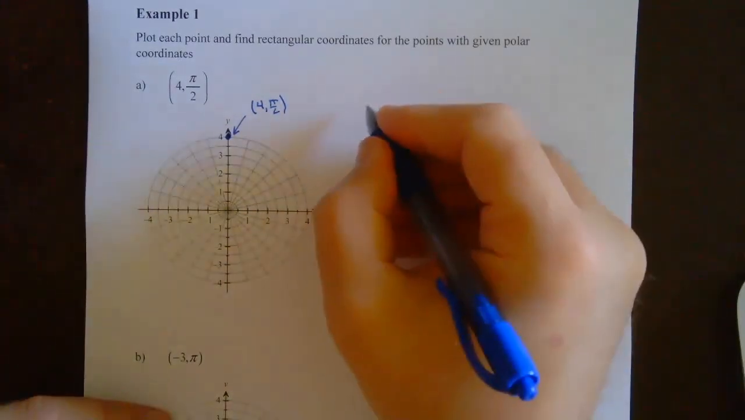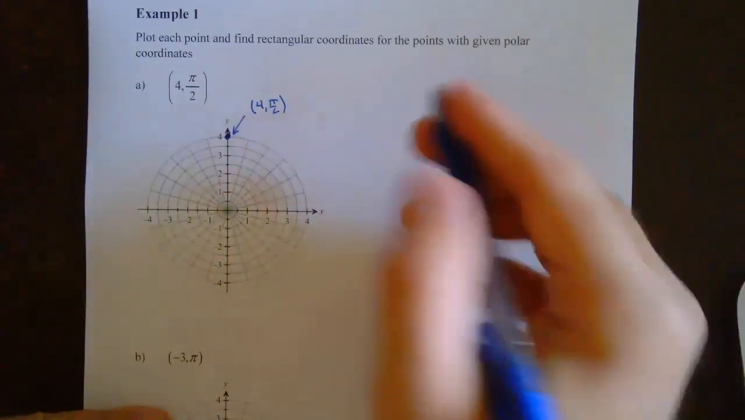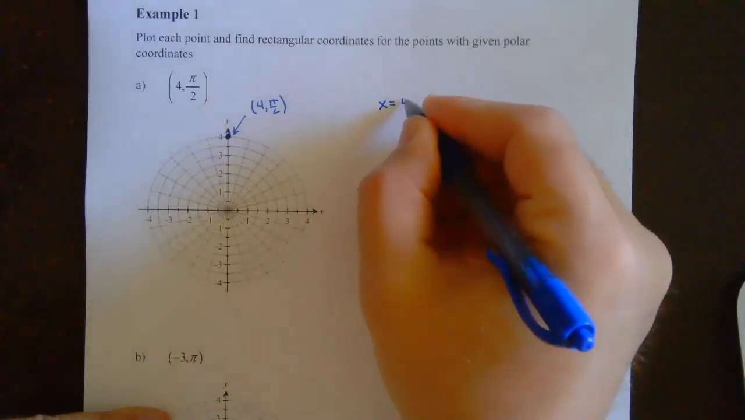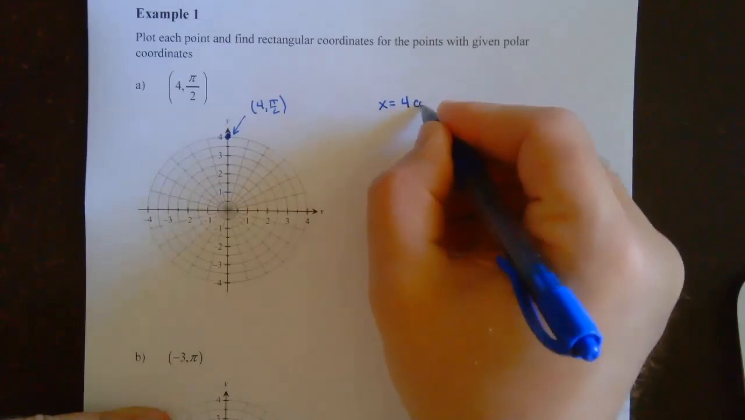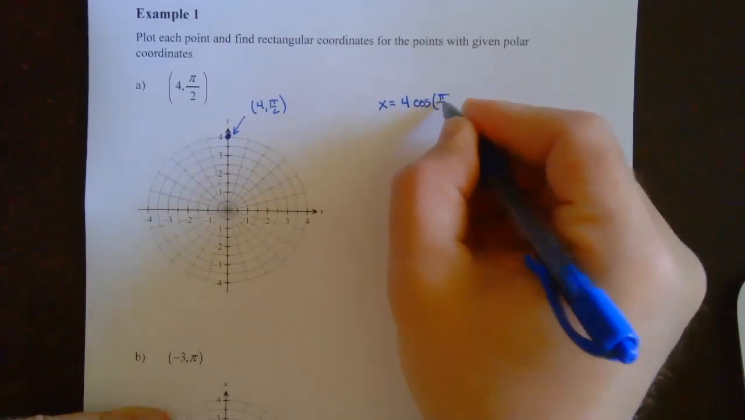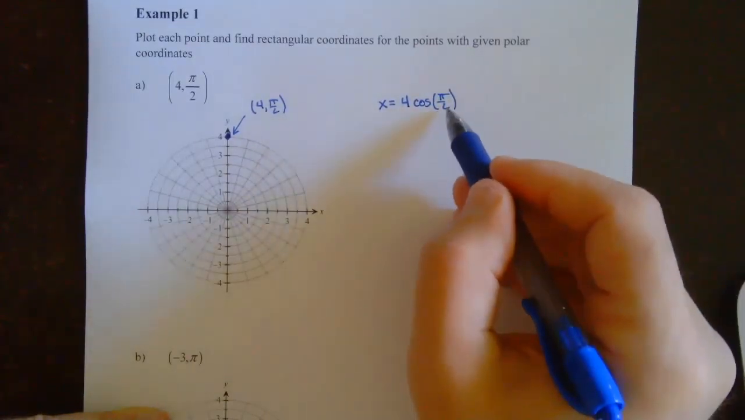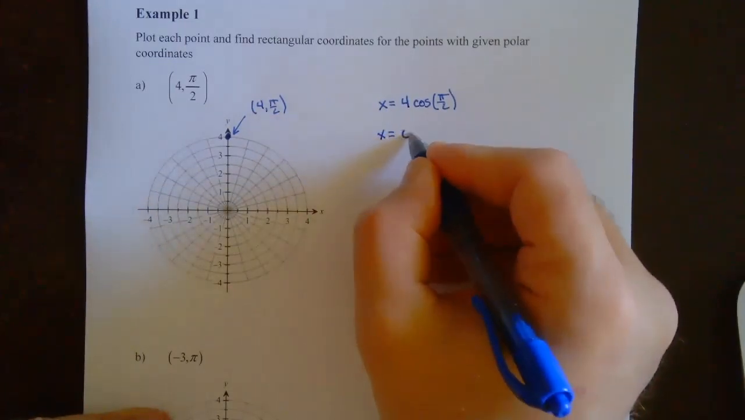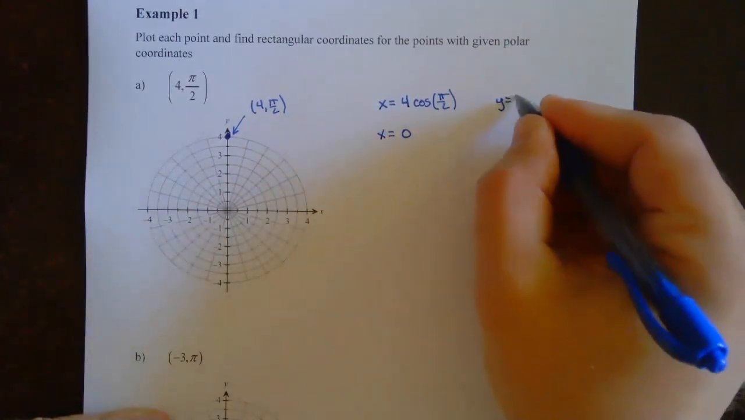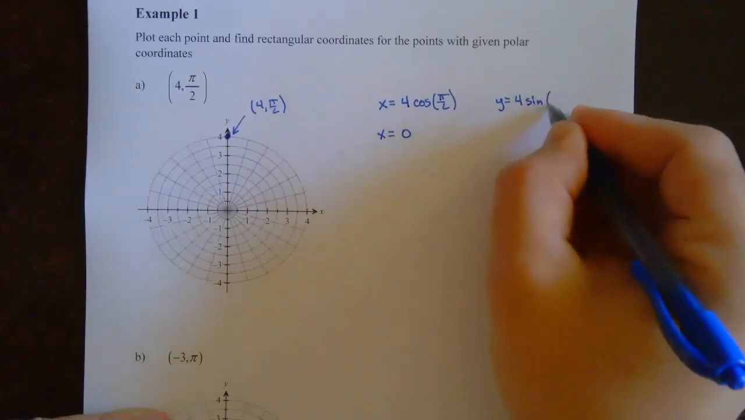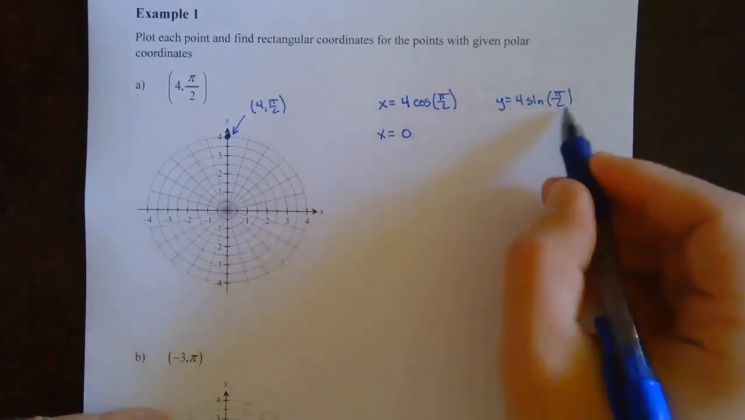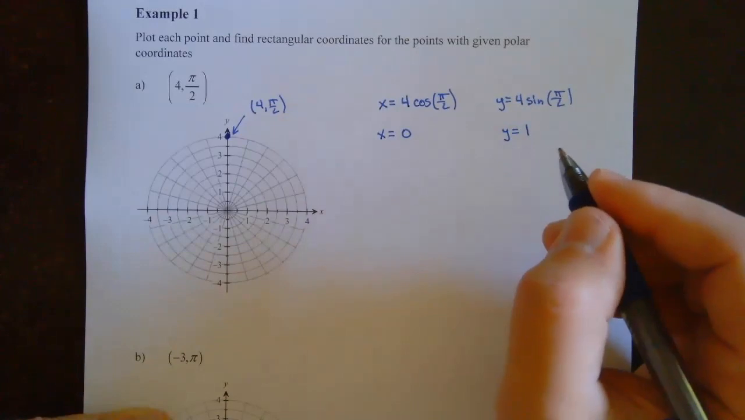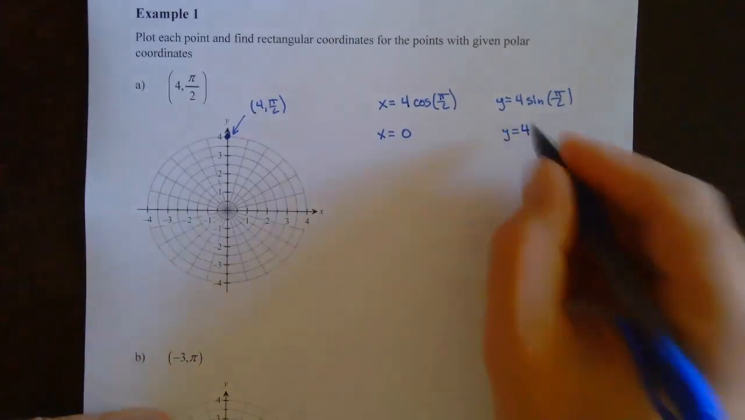We can get the rectangular coordinates by taking x, which always equals our radius, in this case 4, times cosine of pi over 2. Well, cosine of pi over 2 is 0, so x is equal to 0. And our y would be equal to 4 sine of pi over 2, and sine of pi over 2 is 1. So this would be 4 times 1, so our y is 4.